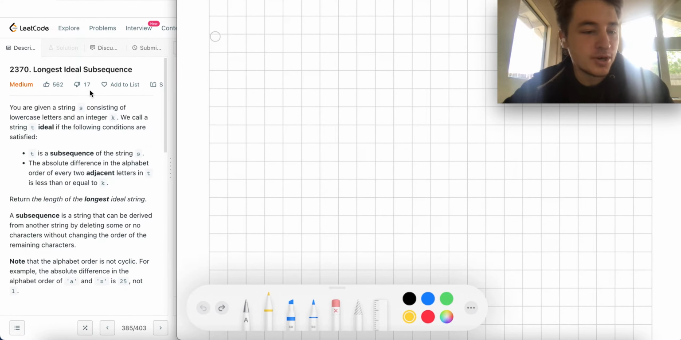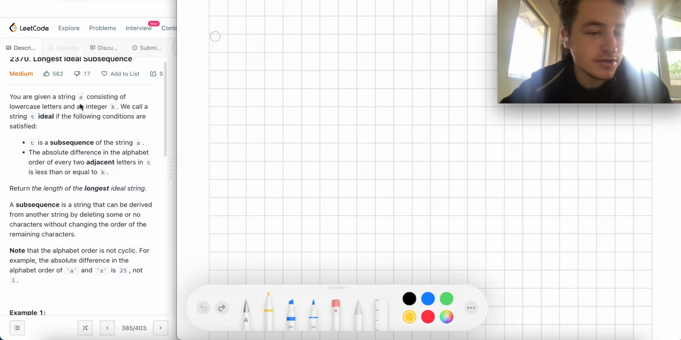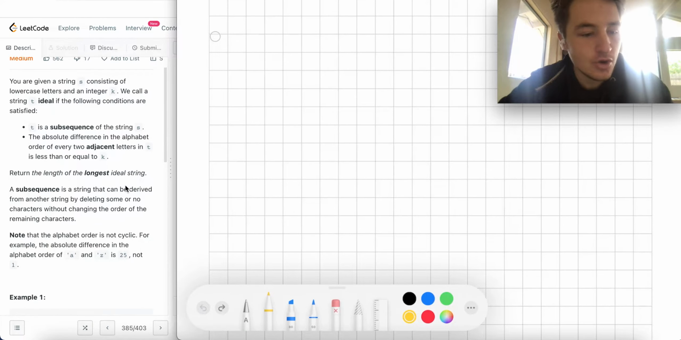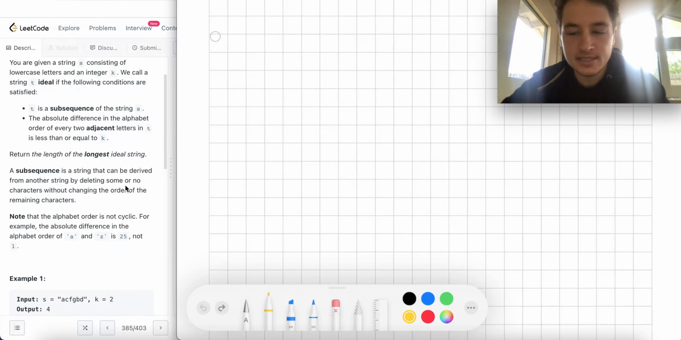Anyways, let's get right into this problem. Okay, so problem 2370, longest ideal subsequence. You're given a string S consisting of lowercase letters and an integer k. We call string T ideal if the following conditions are satisfied. T is a subsequence of the string S, and the absolute difference in the alphabet order of every 2 adjacent letters in T is less than or equal to K. Return the length of the longest ideal string.